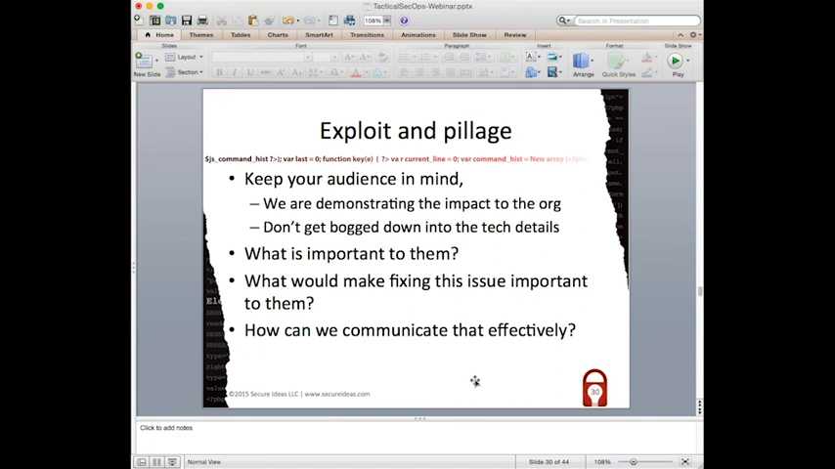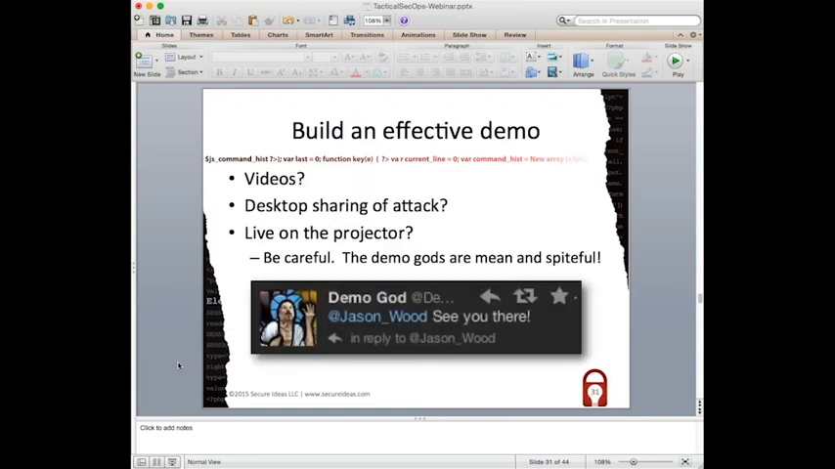Definitely not what you want to have happen when you're trying to communicate what's going on with a flaw. So cut the tech speak, get right down to what it means to them. We can get into the technical details later when we're talking to the developers. Now, as we're communicating this, what is the best way to communicate how easy it is to do?